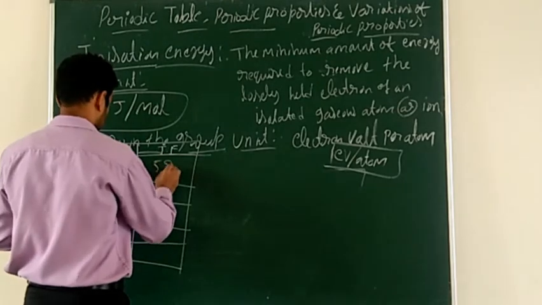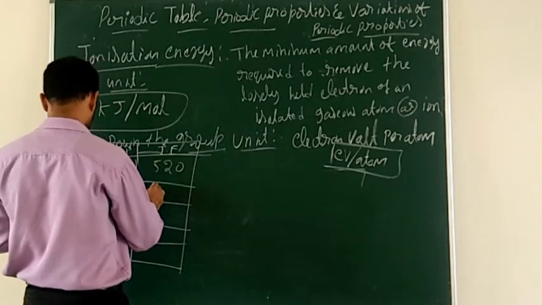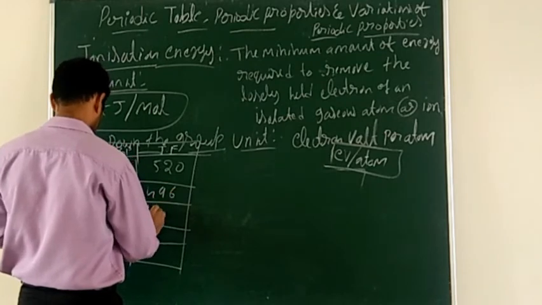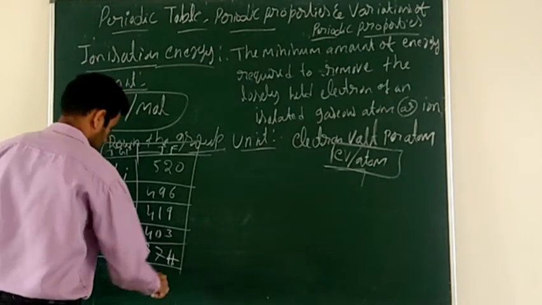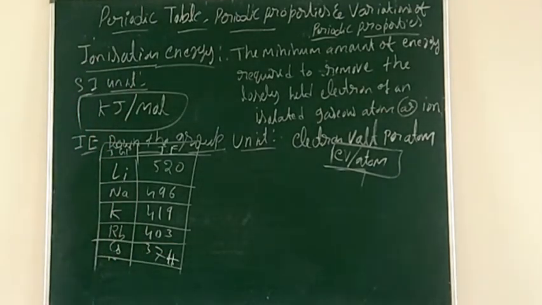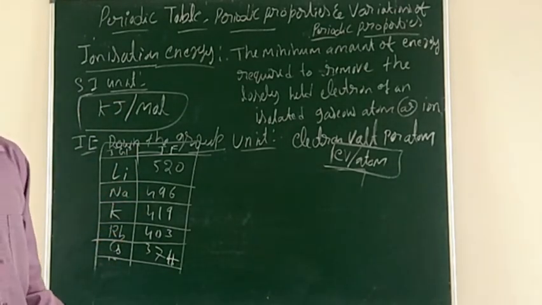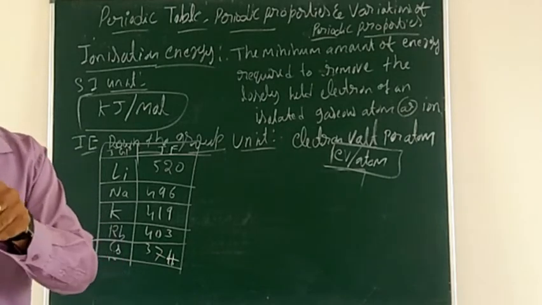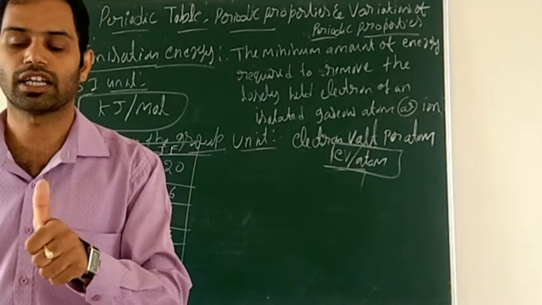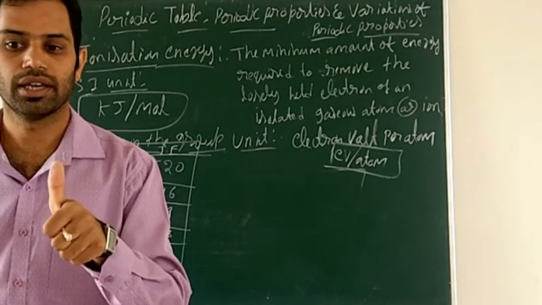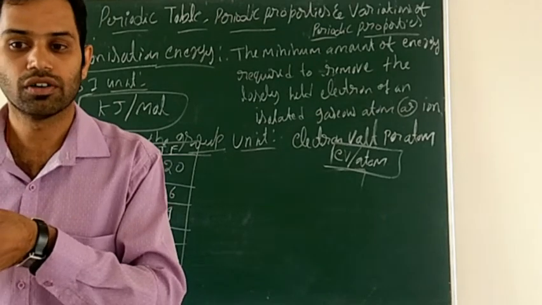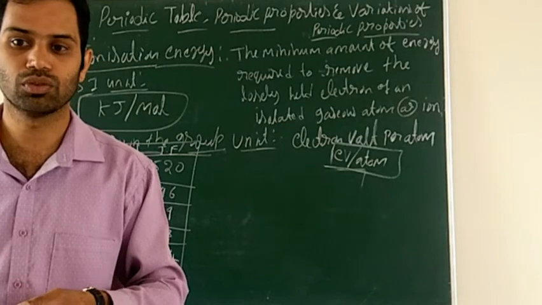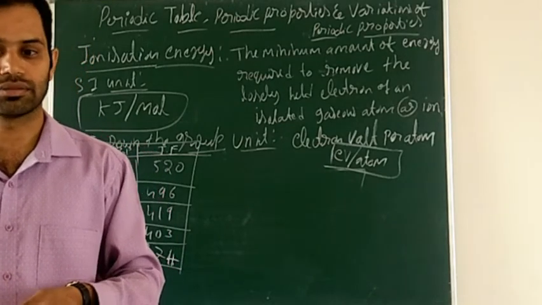Lithium, 520 electron volt per atom. Then 496, 490, 403, 374. Now look at the ionization energy. As we move down the group, it decreases. What is the reason? Because atomic size increases. That is the only reason. And the nuclear pull decreases because the shells move far away from the nucleus. That is the reason. Clear?